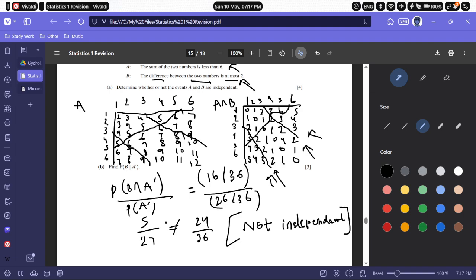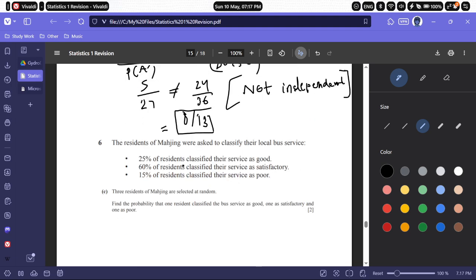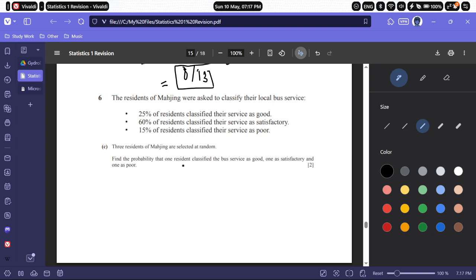Okay, the glow effect. Anyway, moving on. So just cancel out the 36. That's just 16 over 26, which is 8 over 13. So that is your final answer. I'll try not to complicate it too much. I feel like I am doing that. Anyway, moving on. This is a really easy question, but I just wanted to include it because some people might mess up in it.